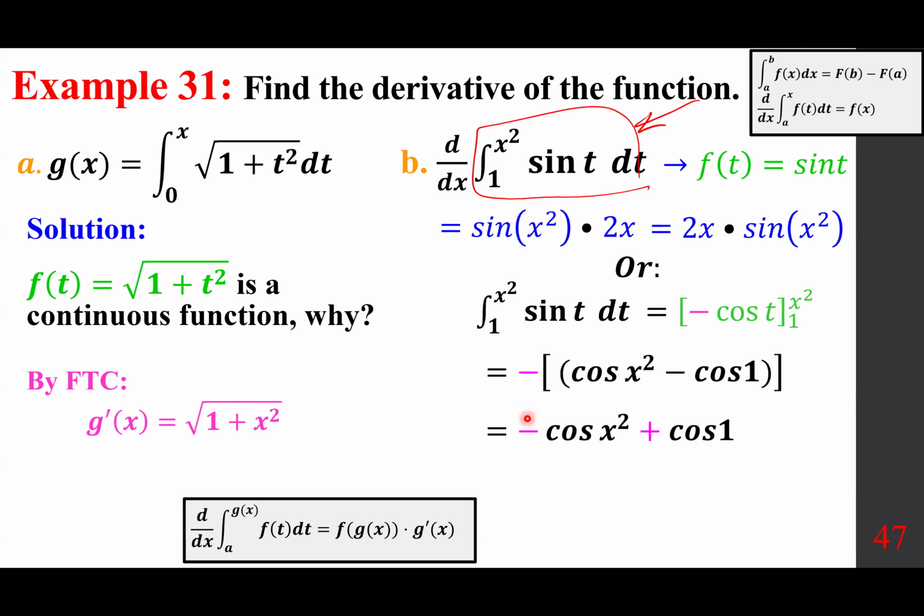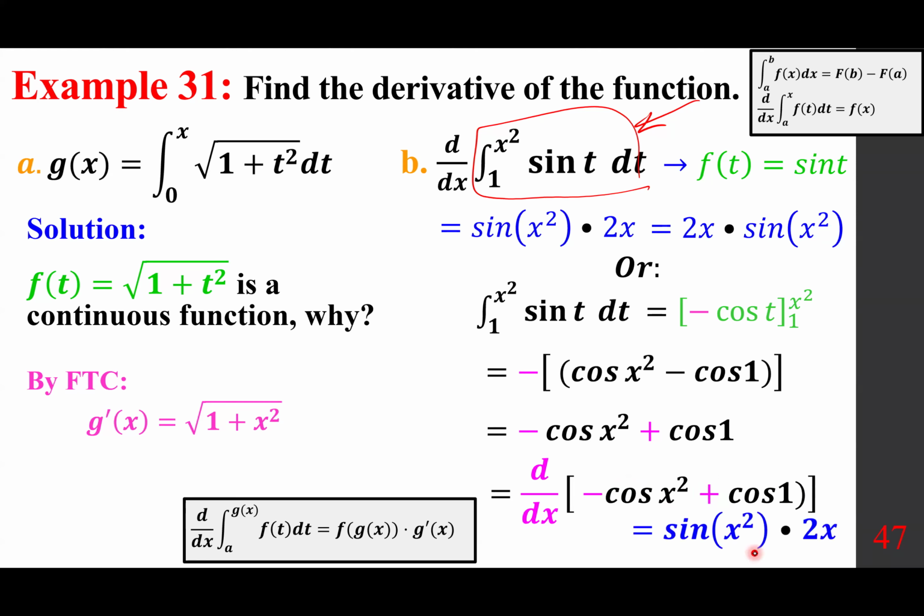So I want to differentiate this expression. Let's see what we get. First of all, this gives you 0 because it's a number. Minus, the derivative of cosine is negative sine, so minus becomes positive sine x squared, and by the chain rule times the derivative of x squared, which is 2x. I hope you can see that. It's fairly simple.